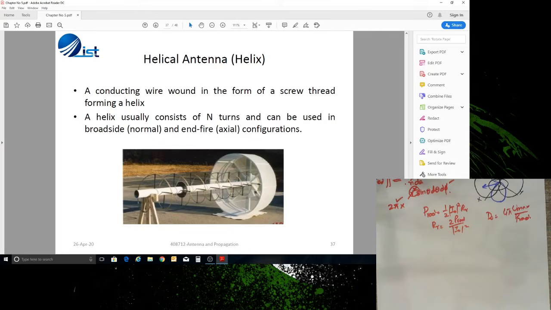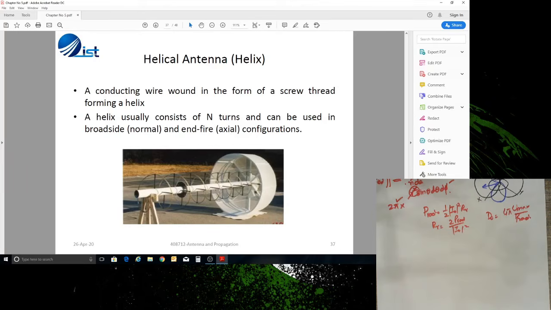ये जो लूप है, it is actually of the form of a screw. जिस तरह आपके पास एक पेच होता है, पेच के ऊपर जिस तरह उसकी एक वूंड्स बने हुए होते हैं, इस एंटेना की जो शेप है it is similar to a screw. A helix usually consists of n turns and can be used in broadside and end fire configuration. So इसकी ये दो configurations होती हैं, one is known as the broadside or normal configuration and the other one is called the axial configuration or end fire configuration.